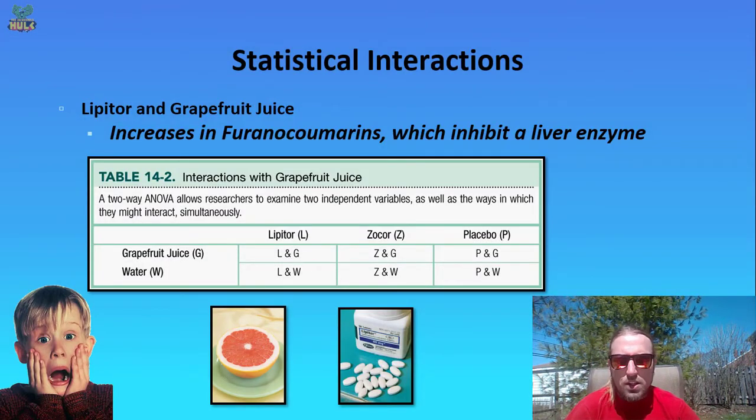Okay, statistical interactions. Because this is largely the most important thing that you get out of a factorial ANOVA, I want to make sure you get this idea. So here's an example ripped off from your book. Lipitor and Zocor are both medications used to treat cholesterol levels. They also can result in an increase in phenylencumarins, I'm definitely mispronouncing that, which tend to inhibit an essential liver enzyme. So you don't want to have these increases because then they inhibit the liver, and that doesn't work out properly, right? And your liver can't function properly.